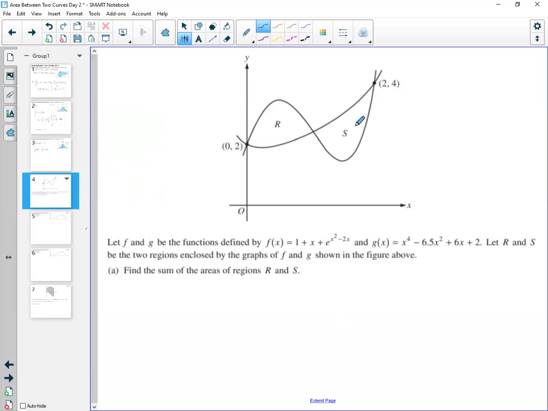Sometimes these curves intersect in more than one place. And when that happens, you have to write 2 integrals. Basically, let's imagine, well, we can look at this and maybe figure out which curve is which.